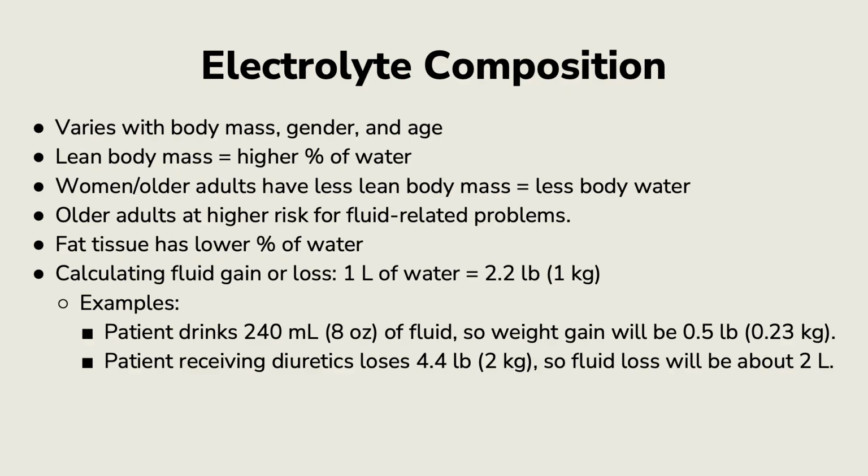Electrolyte balance is very closely connected to body water content. For example, age, gender, and body composition influence how much water and electrolytes the body contains. Because older adults have less body water, they are more vulnerable to dehydration and electrolyte disturbances. Changes in fluid volume often affect electrolyte concentrations. A patient who loses fluid through, for example, diuretics, vomiting, or diarrhea may also lose important electrolytes like sodium and potassium.